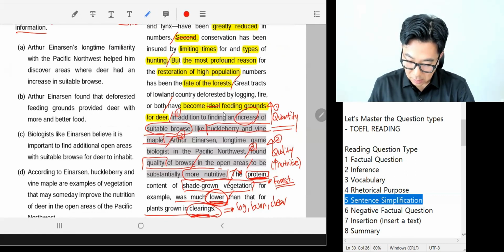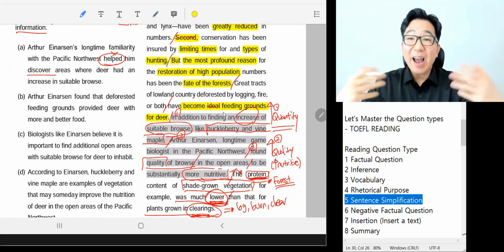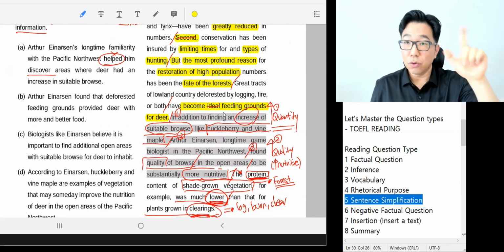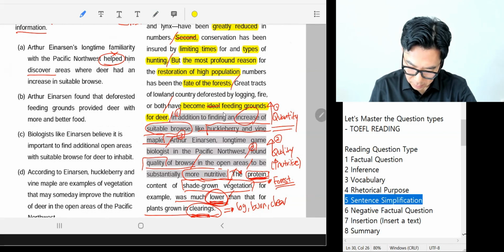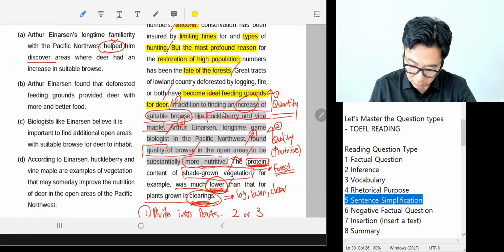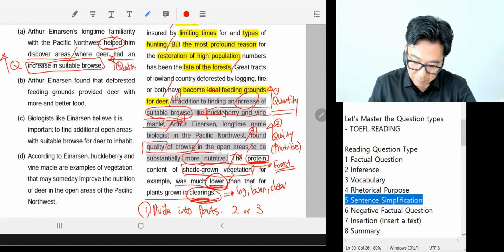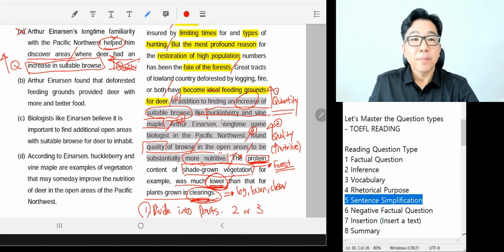So let's look at A. Arthur and Larson's long-time familiarity with the Pacific Northwest helped him... bit iffy. I think it's already wrong here. Helped him discover? No, it didn't help him find anything. He's just saying he found that, meaning he has realized, he has found out, he learned through his research. So he didn't receive any help to discover a certain area at all. This is way off, right? Where the deer had an increase in suitable browse. And also, it's critically wrong here because it's only talking about quantity increase. It's not talking about quality increase at all. This is not mentioned. So A is sure to be the wrong answer.